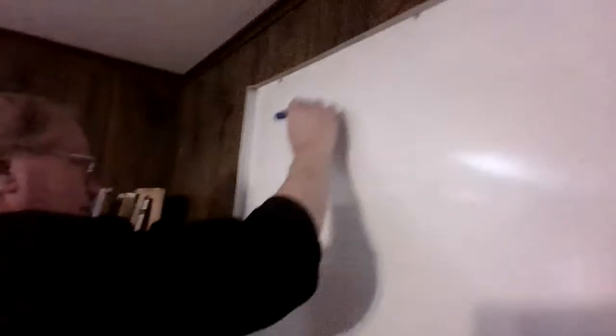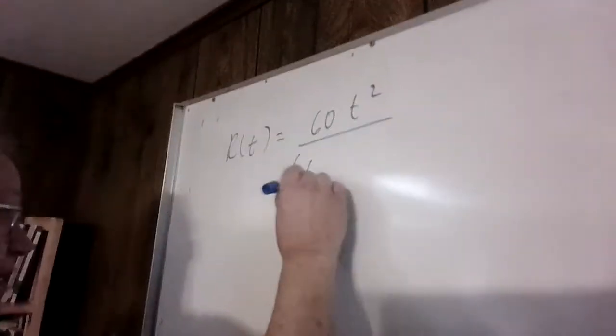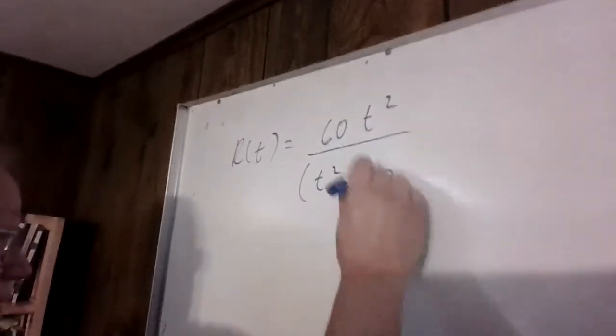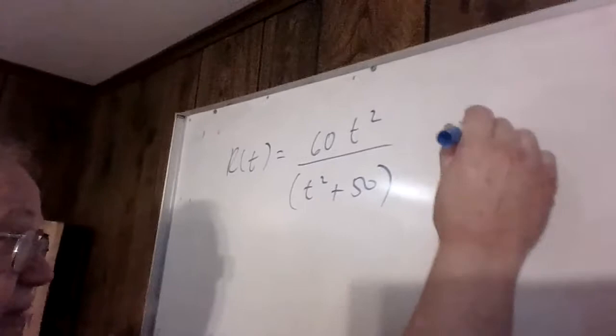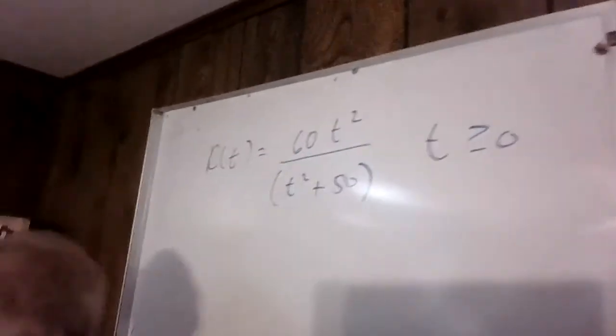So let's go on to another one. That's a possible test problem. Let's try a little bit bigger. Okay, let's say r of x, or r of t in this case, equals 60t squared divided by t squared plus 50, where t is greater than or equal to 0, and that is time.